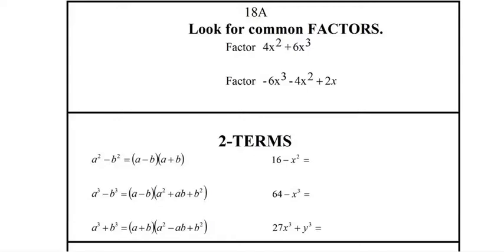Alright, this video is a review of everything for factoring. So the first thing we have is looking for common factors. If you start with a factoring problem, that's what you want to look for. So the first one we have, they have a common factor of 2 and x squared. So you want to factor it out, and that would leave us with 2 plus 3x.